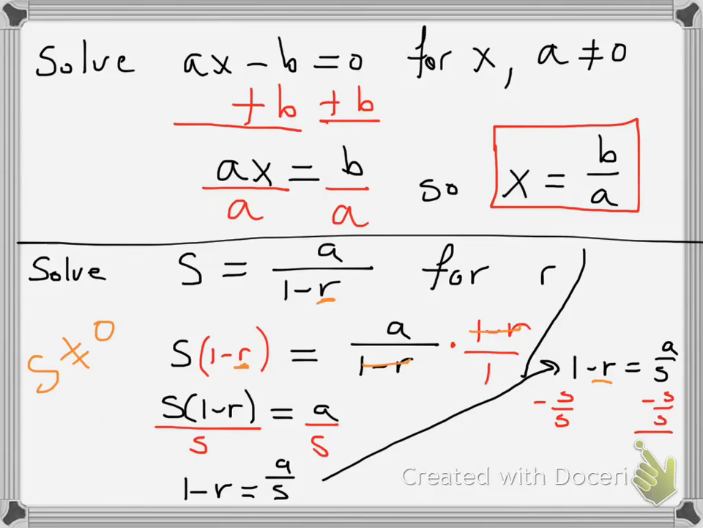All right, so we got 1 minus s over s, which is just 1 minus 1, so that's gone. And we got negative r equals a minus s over s. And we wanted to solve for r, not negative r, so we have two choices. We can divide both sides by negative 1, or we can multiply both sides by negative 1, and we would get the same thing. And that's just going to change everybody's sign. And we get r is equal to s minus a over s. And there we have it. We've solved for r. Okay, let's do one more.